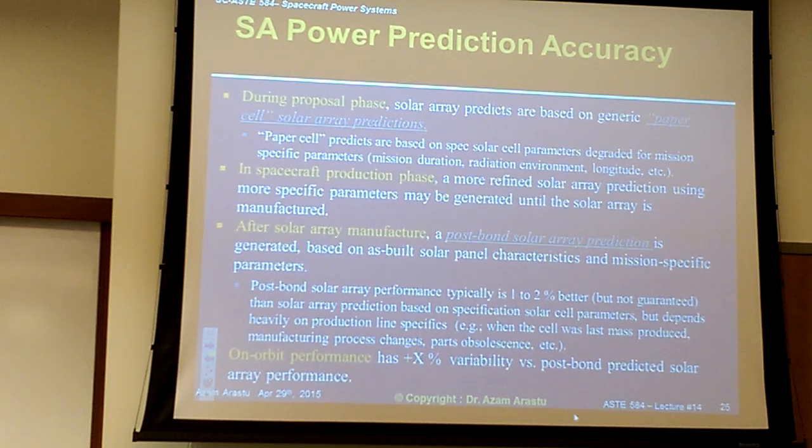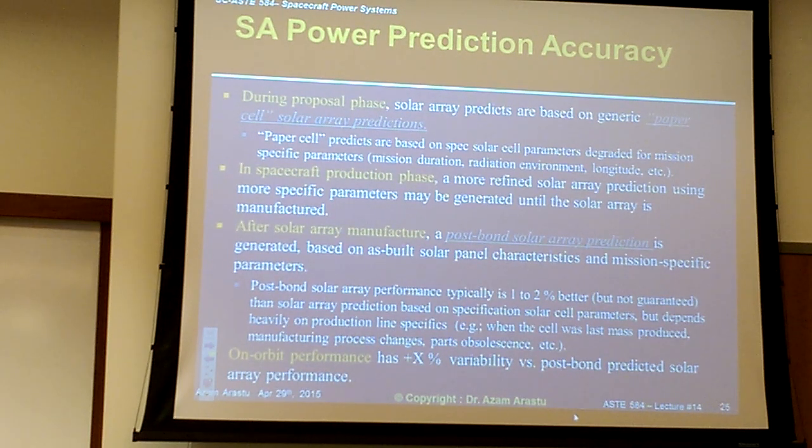And then once we do this, if your predictions are correct, you go into orbit and at operational temperature it will be right. And then your prediction is by the time this will come up. But at this point, all I have is a best guess. Okay? So in the proposal phase, we do a paper predict. When you start production, we are actually at this point.